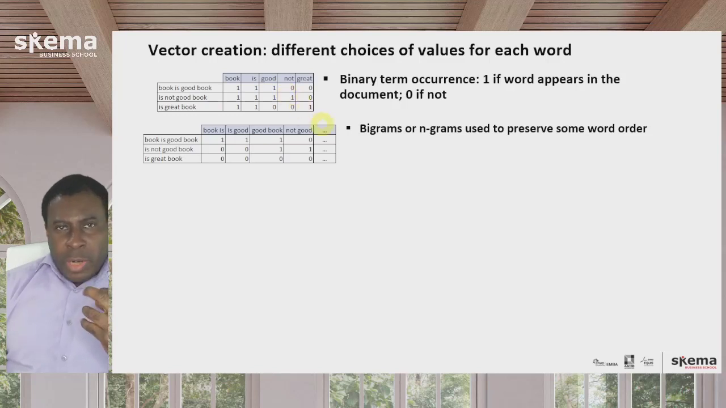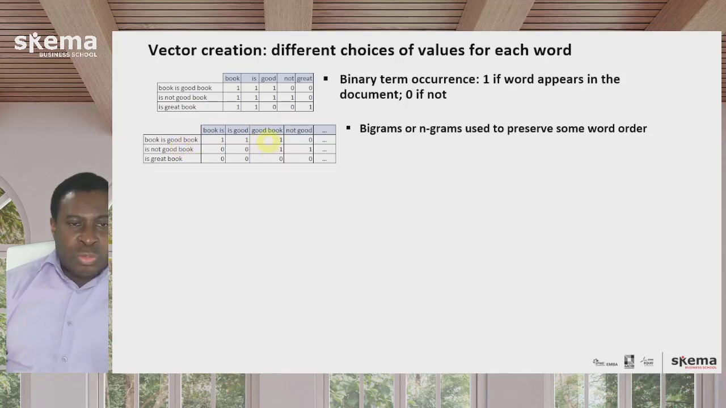So a simple way to try to conserve the meanings implied in word order is by using bigrams or n-grams. That means also recording the words that occur together. So with bigrams or 2-grams, in addition to having just individual words, you also add the pairs of words. Every time book is occurs together, you record that. Every time is good occurs together, you record that. Every time good book occurs, you record that. And here you have good book in that order occurring twice.